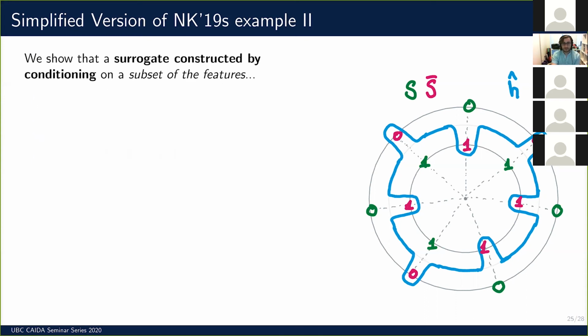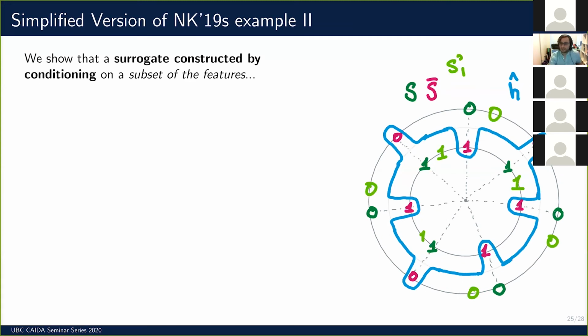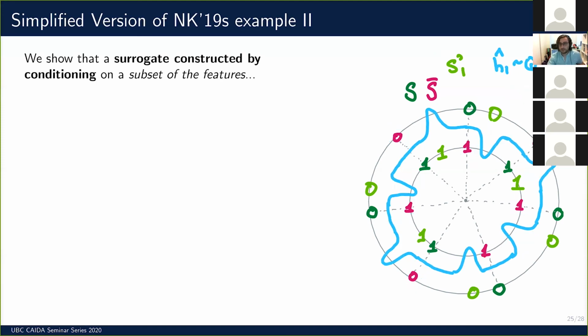We then show that a surrogate constructed by conditioning on a subset of the features, and what this looks like in this cartoon maybe, is that we're going to redraw or recomplete our data set. Maybe one completion is S1 prime, and it's kind of rotated all of our data points to the right here. And we would have learned, maybe for this draw of our completion, this other hypothesis H1 hat, which didn't overfit in exactly the same way as our original learned hypothesis.